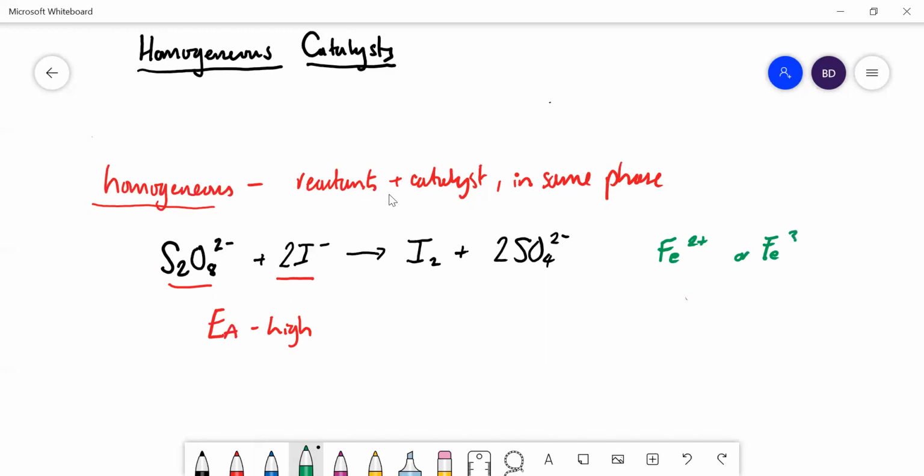Now we find that this reaction is catalyzed by iron 2+ ions or by iron 3+ ions. And this is how homogeneous catalysts always work: these basically act as electron carriers. So if you get Fe2+, it can give away an electron and turn into Fe3+. And then Fe3+ can accept an electron and turn back into Fe2+. This is what the catalyst does. It goes round and round in this circle, passing electrons from one thing to another.